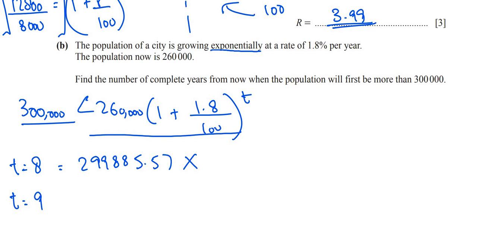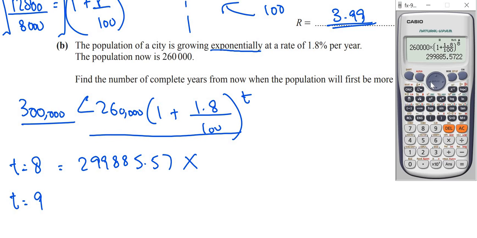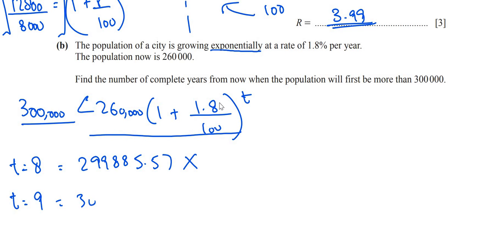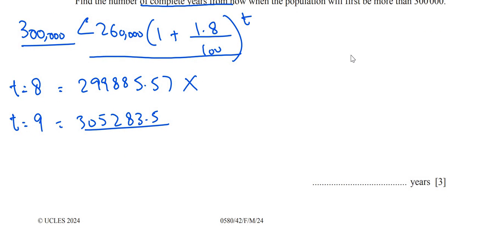Let's plug in 9. Once I plug in 9 into the same equation, let's raise it to power 9. It's greater than 300,000. So this is 305,283.5. This is greater than 300,000. So it means it will take 9 complete years from now. All right. So you guys can show this working. Of course, I have just shown it onto the calculator. Since this is 3 marks, you guys can show the working as well over here.